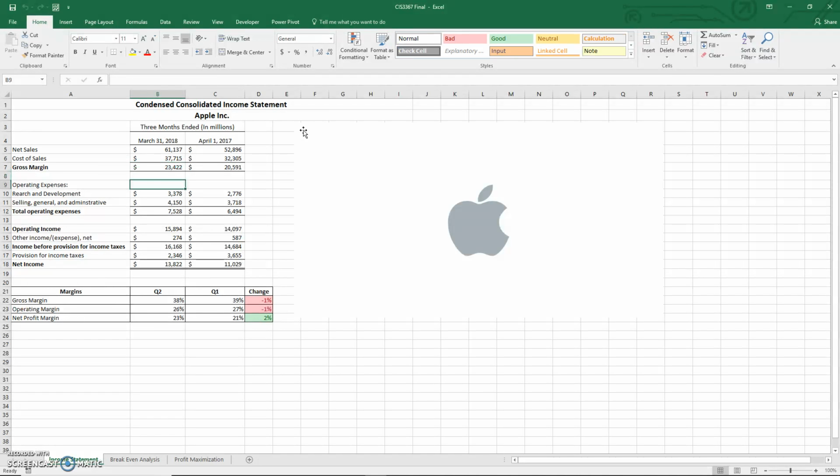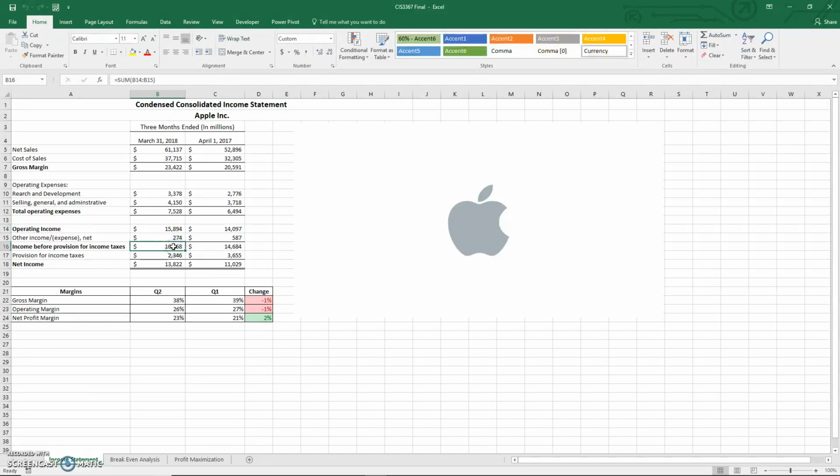Next, we have our operating expenses as seen here. To get total operating expenses, we add the research and development, selling, general and administrative expenses to get 7,528. And to get operating income, we take the gross margin calculated earlier and subtract it by the total operating expenses, which is $15,894.